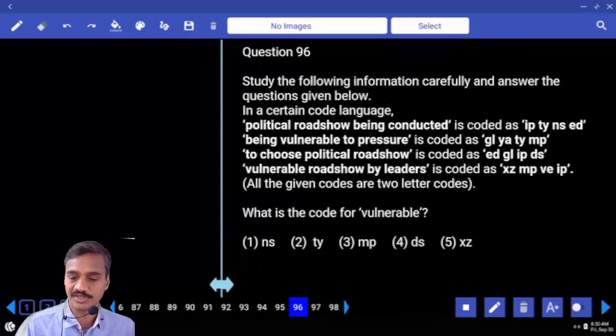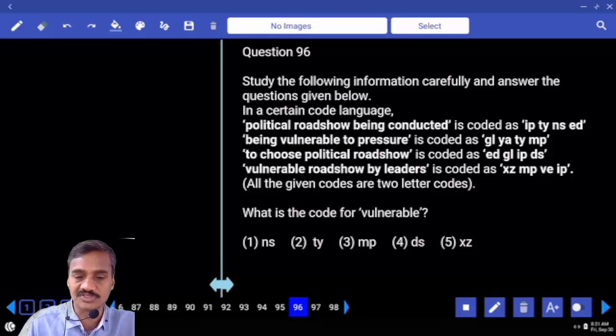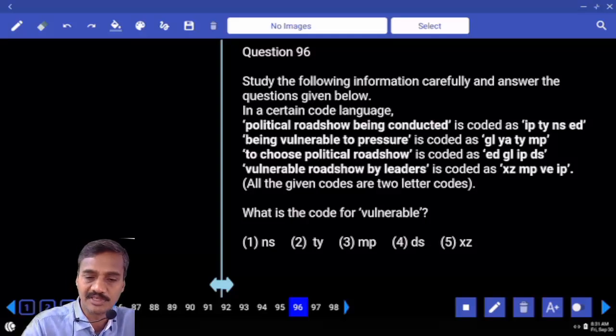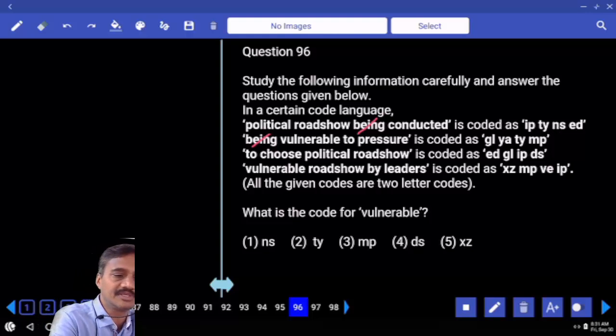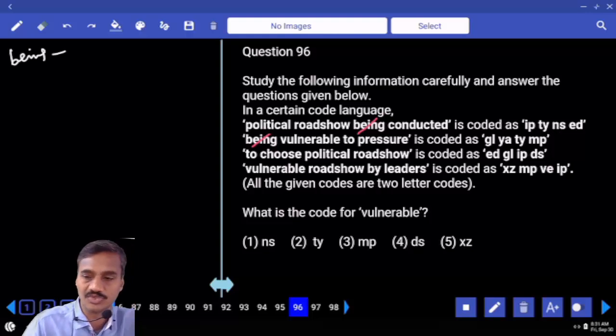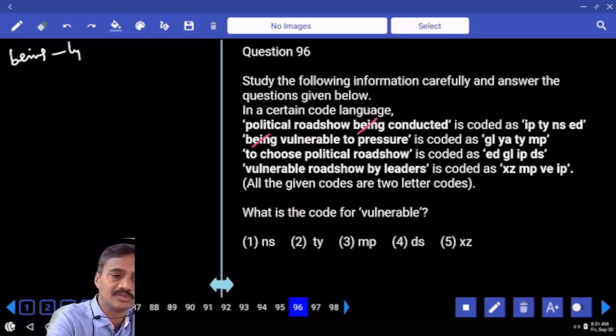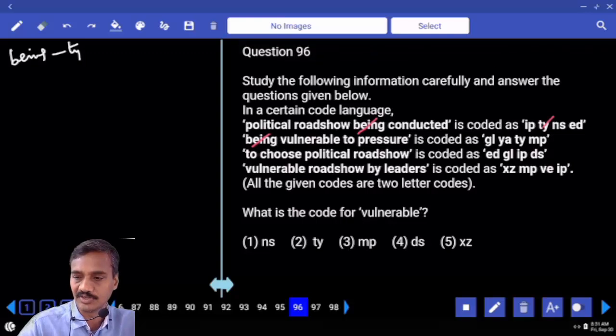Now in this coding and decoding, in a certain code language, political roadshow being conducted. Now if you compare the first and the second statements, what is the only word that is common here? Ma cheppandi ఏ word common ఉందో మనకి? Being is the only word that is common between the first and the second. And the code that is common between these two is TY. The code for being is TY.